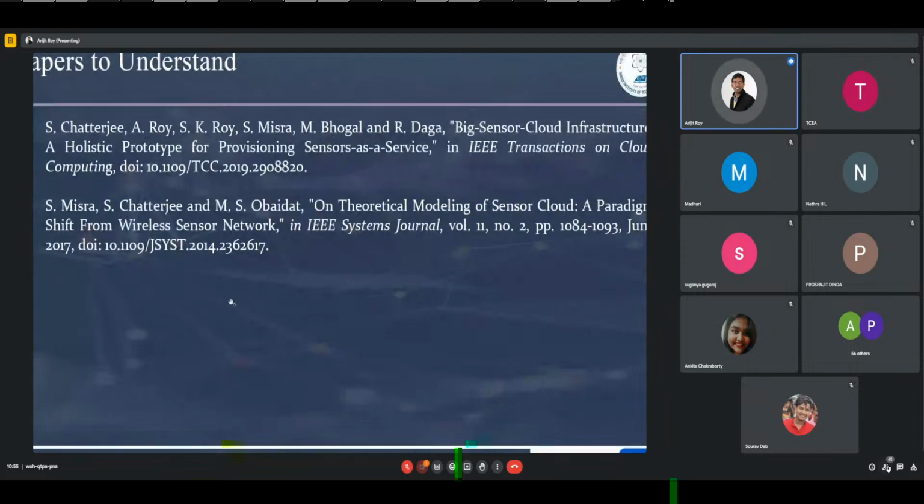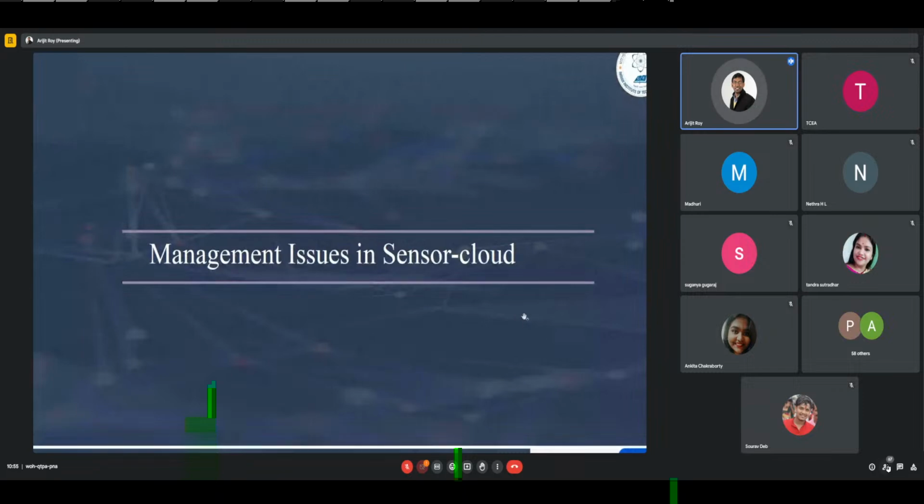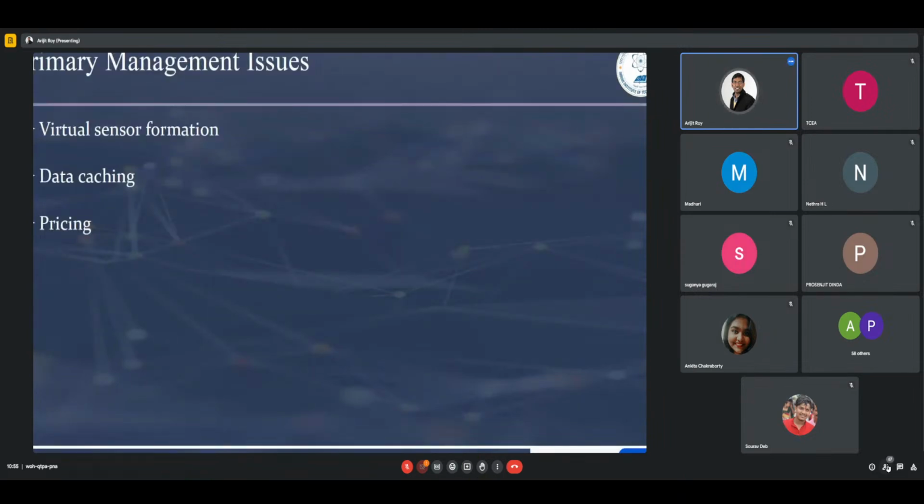So if you want to go into more detail on the sensor cloud, I explained the main key points, but you can dig into these papers. As in traditional virtualization, which is not so easy, you have different issues. Similarly, in sensor virtualization, there will be different management issues. I will not go into the mathematical model in detail, but I will give an overall idea, so try to understand it from the problem point of view.